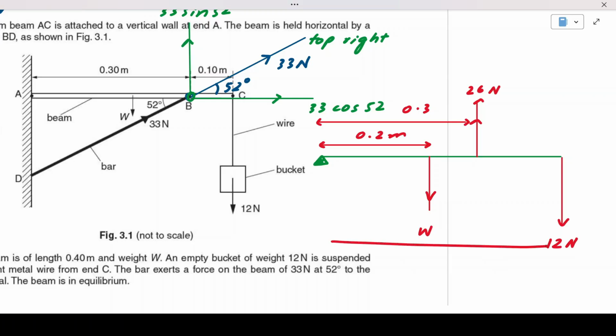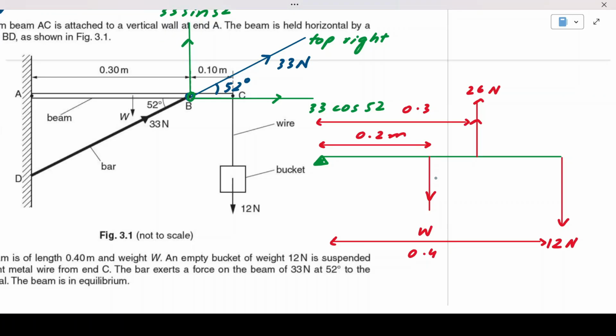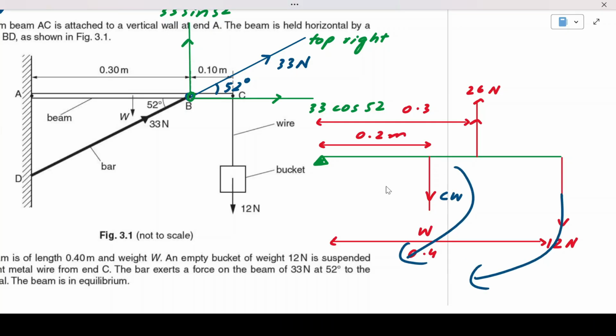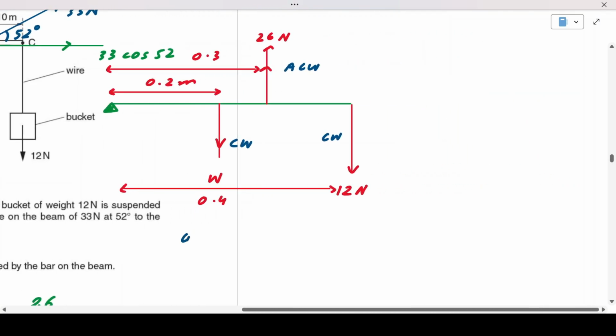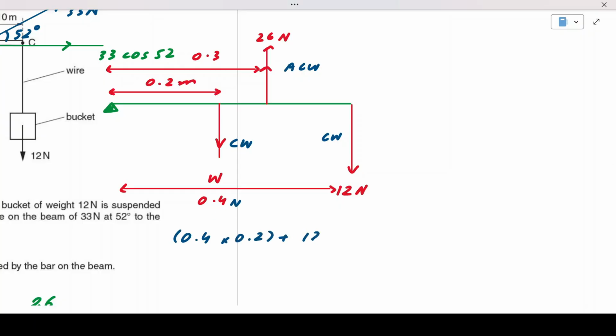That one is at a total distance of 0.4. Now let's label the clockwise and anti-clockwise ones. The downward forces are clockwise, and the 26 would be anti-clockwise. So clockwise on one side, W multiplied by the perpendicular distance 0.2, plus the other clockwise one, 12 multiplied by the total distance 0.4.